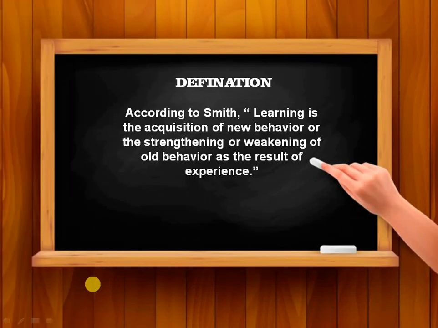So there is a definition of learning provided by Smith, that is, learning is the acquisition of new behavior or the strengthening or weakening of old behavior as a result of experience. So that means when we have a change in our behavior as a result of some kind of new knowledge, or we try to avoid some old behavior or try to strengthen our old behavior with the help of some new knowledge, that process can be termed as learning.